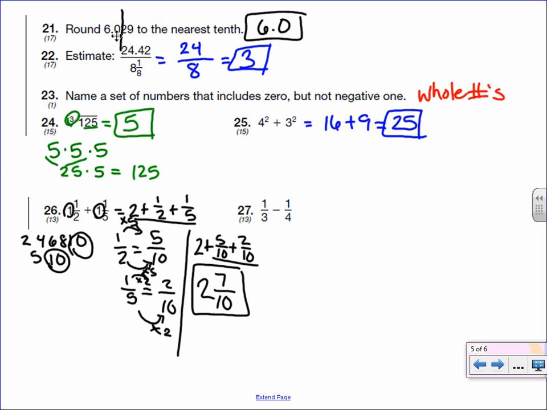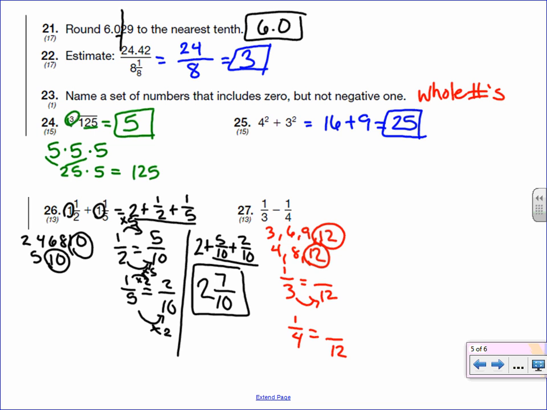1/3 minus 1/4. When we're subtracting, we still need to find a common denominator. So 3, 6, 9, 12, 4, 8, 12. They both can have 12 as a multiple. So we will rewrite 1/3 as something over 12, and we'll rewrite 1/4 as something over 12.